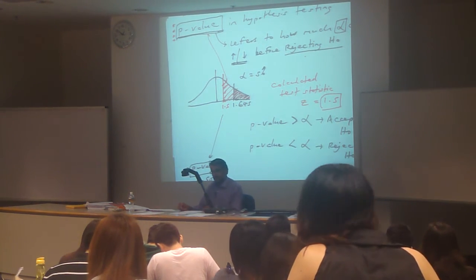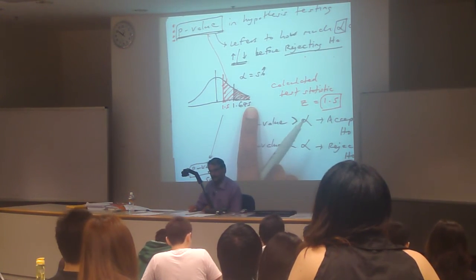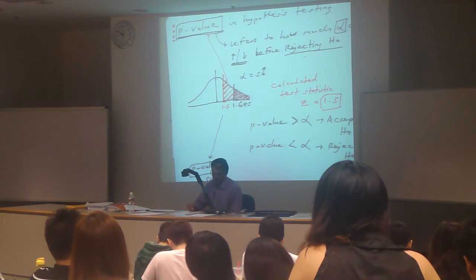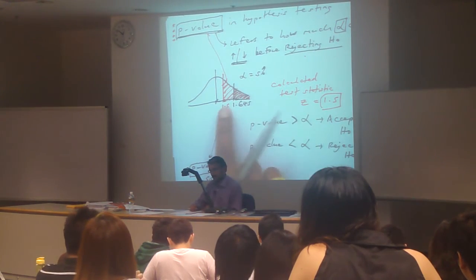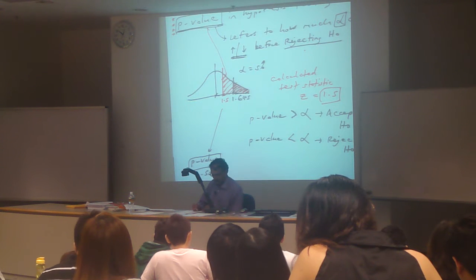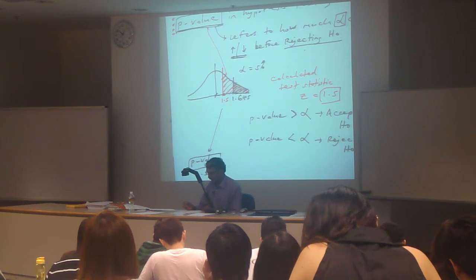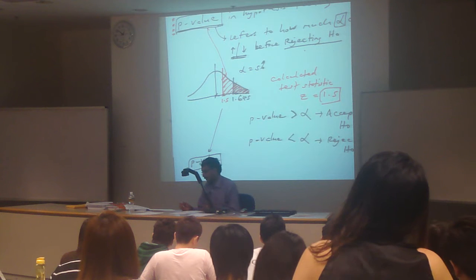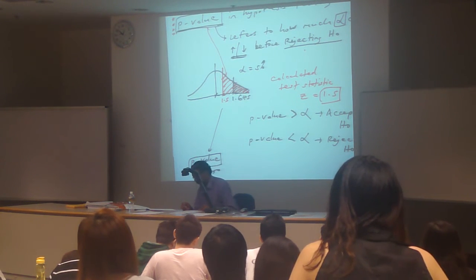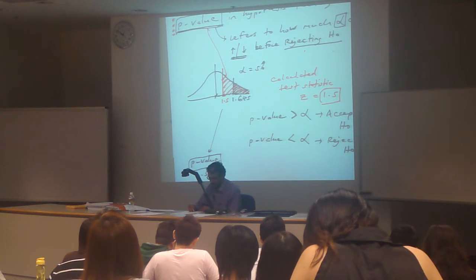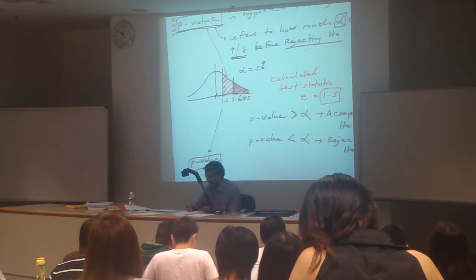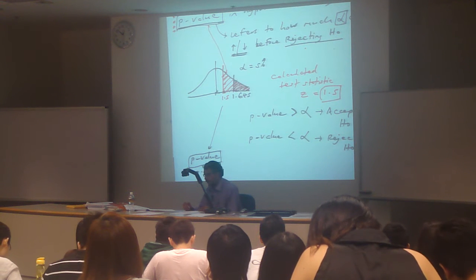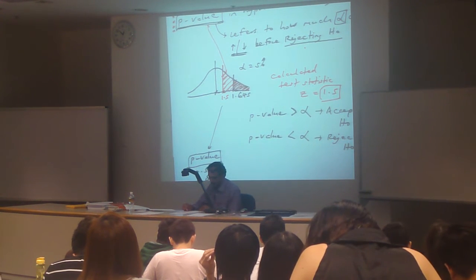minus the reading of 1.5, please. You want the whole tail, right? To get the whole tail, the reading for 1.5 is 0.4332. 0.4332 is from here to here, right? So you want the whole tail from here to here, which is 0.5 minus 0.4332. The reading of the p-value is 0.0668. Yes, no? If the p-value is 0.0668, this is greater than 0.05. And because 0.0668 is greater than 0.05, your decision has to be what?